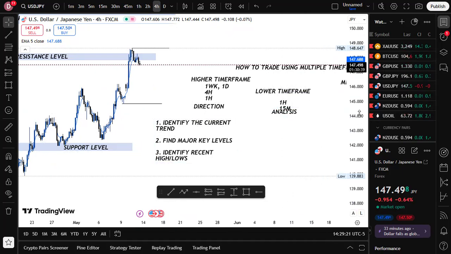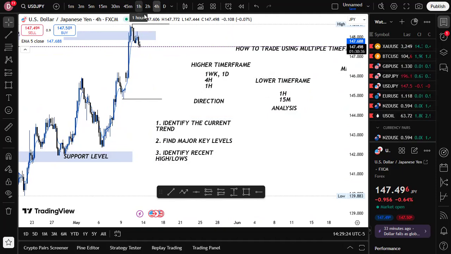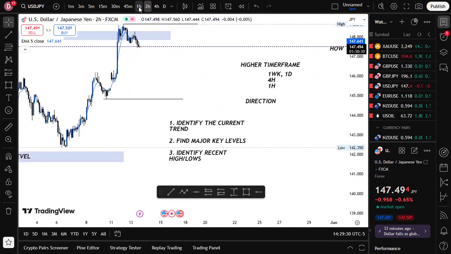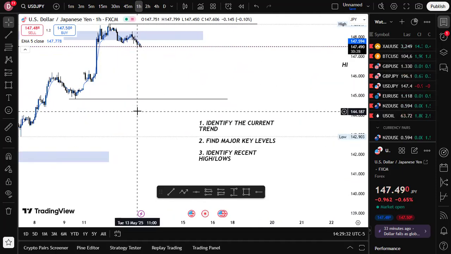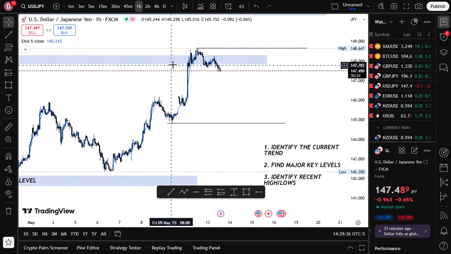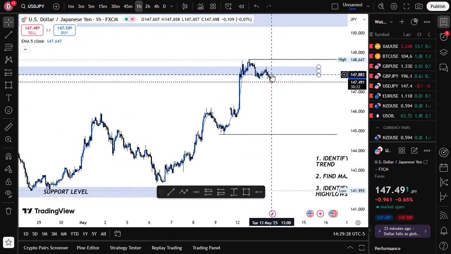Since we started from the 4 hours, now we're going to go to the 1 hour time frame. So now this is me switching to 1 hour. You can use 2 hours as well, but I'm switching to 1 hour, right? Now you can see this is actually a resistance level. Price has broken it, and it seems like price is testing that level.